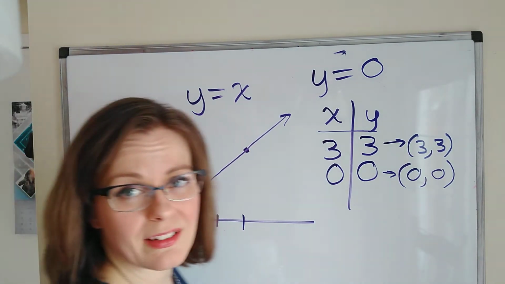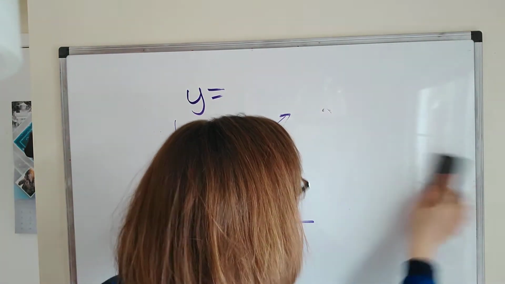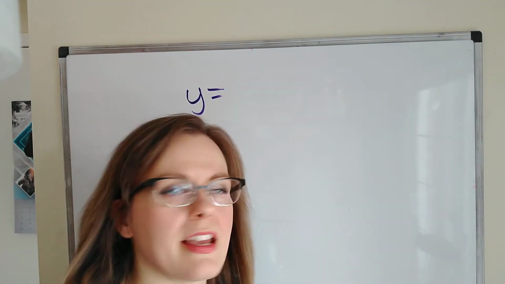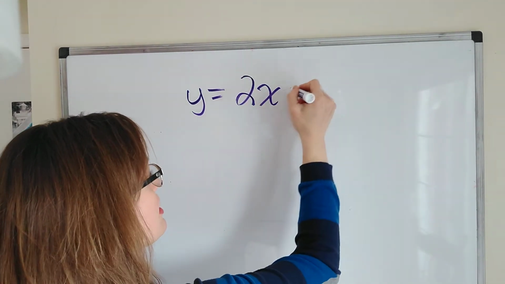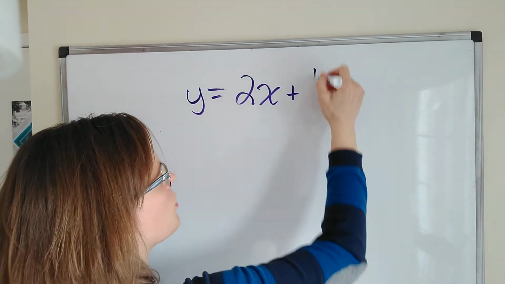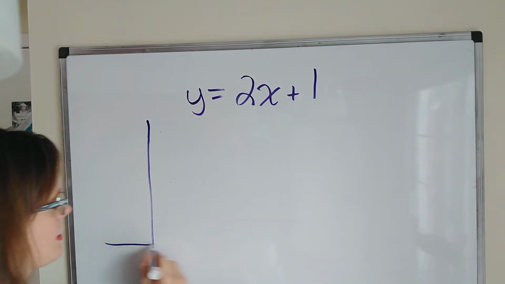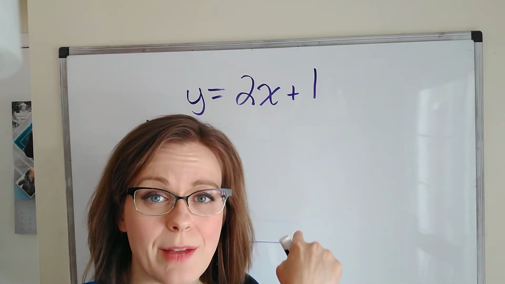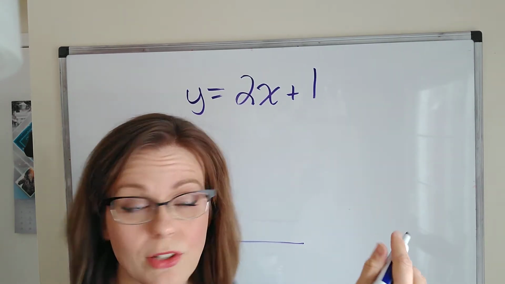Suppose instead of the good old line y equals x, I'm supposed to plot this line: y is equal to 2 times x plus 1. Well, it's the same idea. Okay, I need a coordinate plane, and I'm going to use the t-table to come up with some points that live on this plane that represent the line.